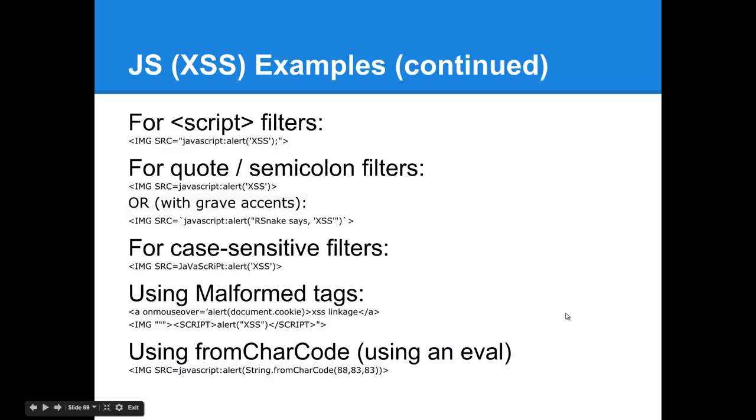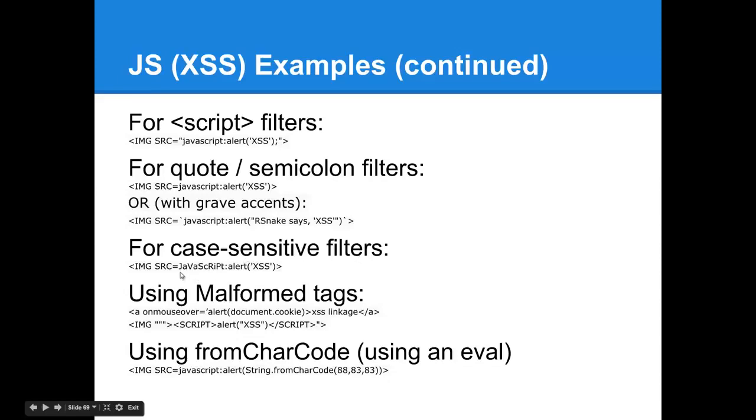Now, there are ways to bypass some of these filters. For filters that filter out script, you can instead embed them in image tags. For filters that look for quotes and semicolons and filter those out, there are ways to get around that as well. Or with grave accents, which are using other character sets, and these are accents that are treated as single quotes and semicolons.